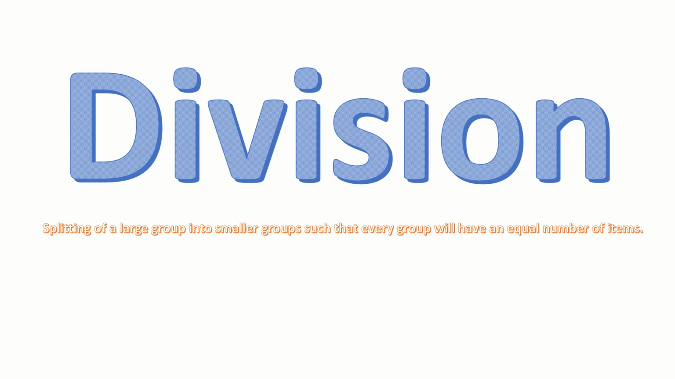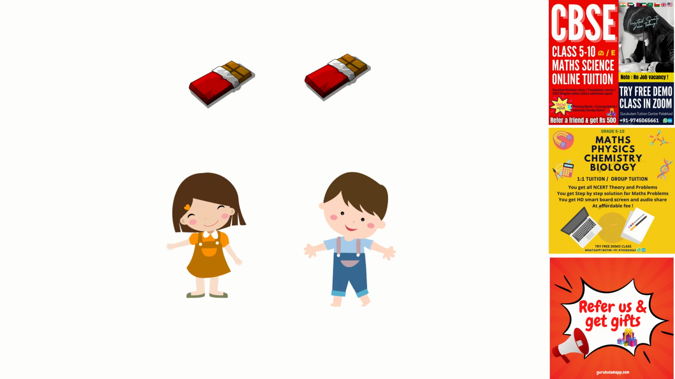Before starting our question paper regarding division, we have to understand some basic concepts about division. Division is just the opposite process of multiplication. In other words, division is a kind of sharing system. As a definition, division means splitting of a large group into small groups in such a way that every group has an equal number of items. For example, we will have some pictorial representation here.